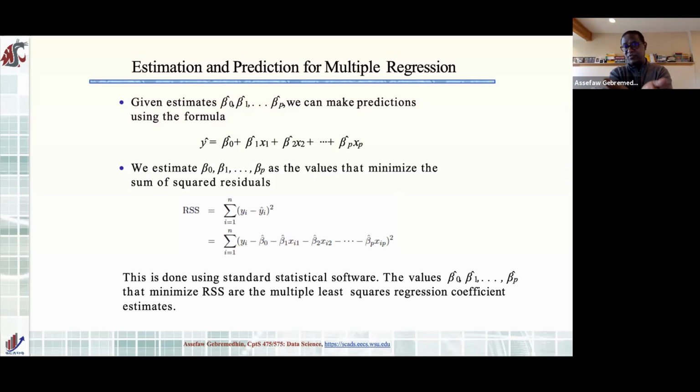What would happen if we have many of them, when we have p predictors instead of just one? The same idea is going to be applied now. The residual sum of squares now would use yi, the one that I actually got as an observation, and yi hat, my estimate, using these beta 0 hat, beta 1 hat, beta 2 hat, and so on.